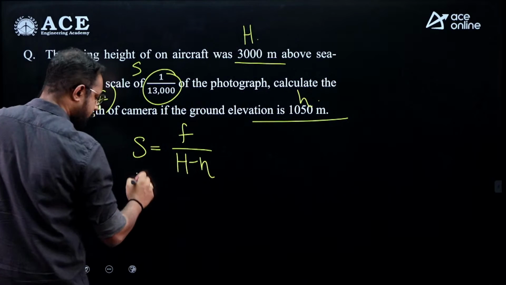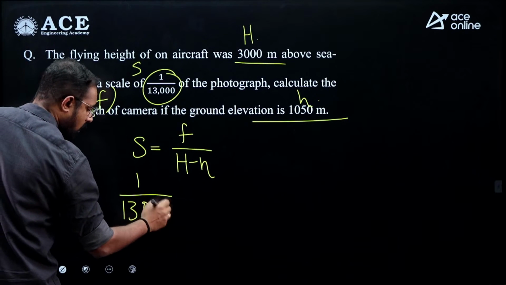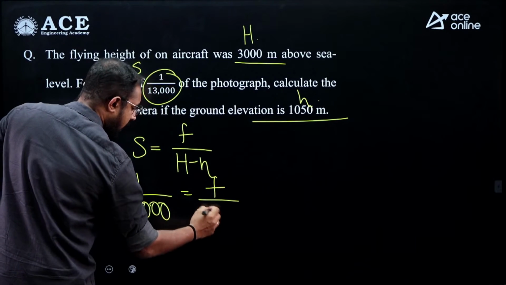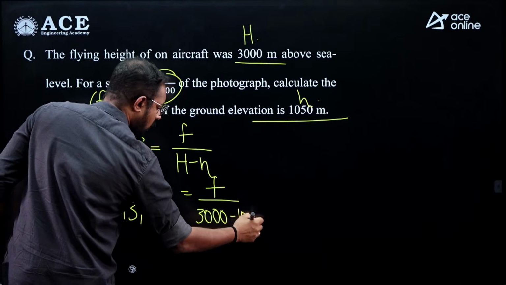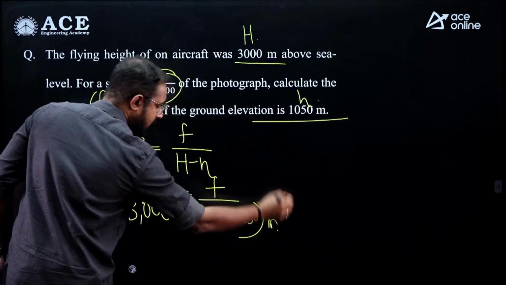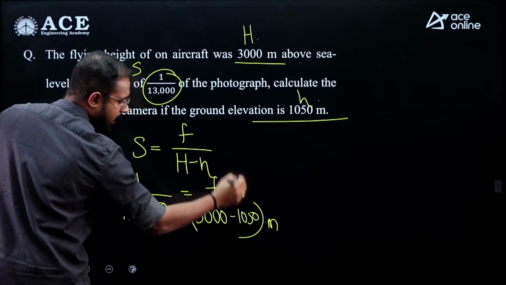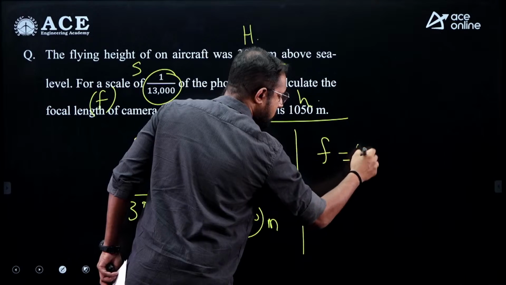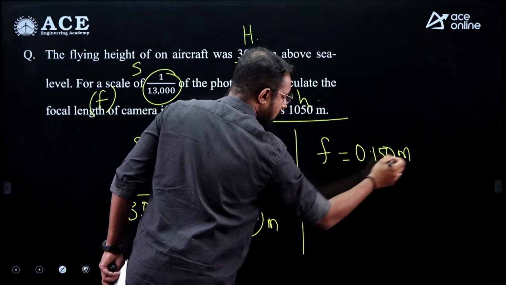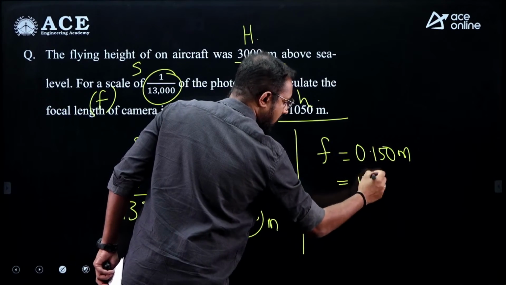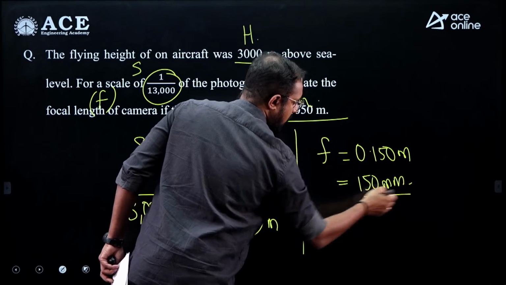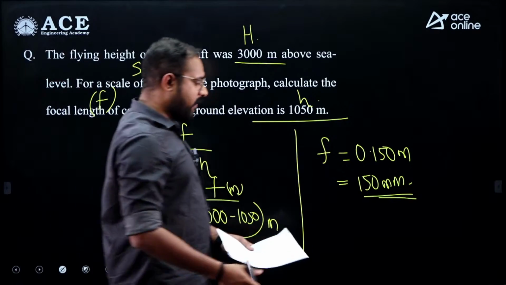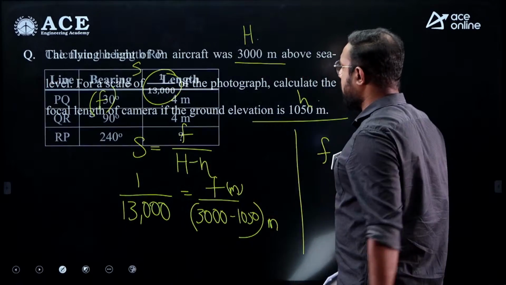So we will go with the elevation scale only. The elevation scale is given as 1:13,000. That is equal to the focal length of the camera I need to find out, divided by the flying height, 3000 minus 1050. Please remember this is in meter, so the focal length also you will get in meter because it is a ratio. If you solve this, I will get the value of F as 0.150 meter. If you want the answer in millimeter, multiply by 1000 and we get 150 millimeters, or 15 centimeters. So it's a very basic straightforward question from photogrammetry.